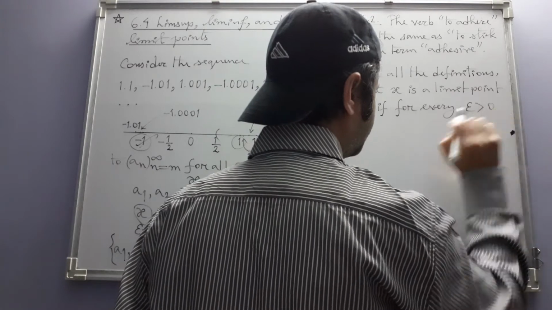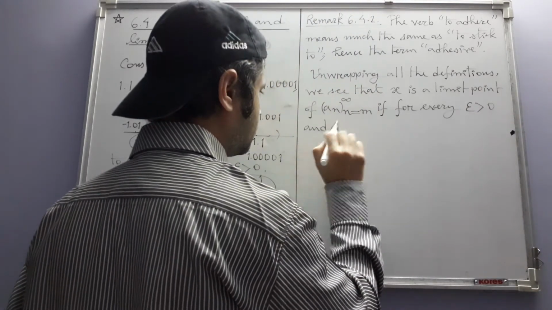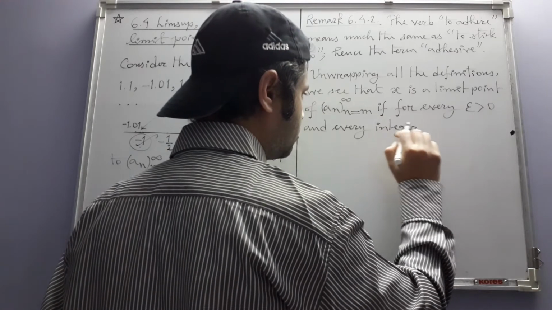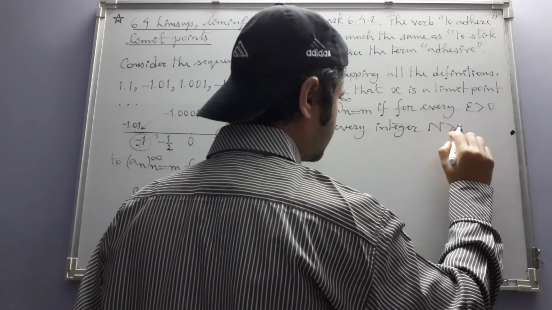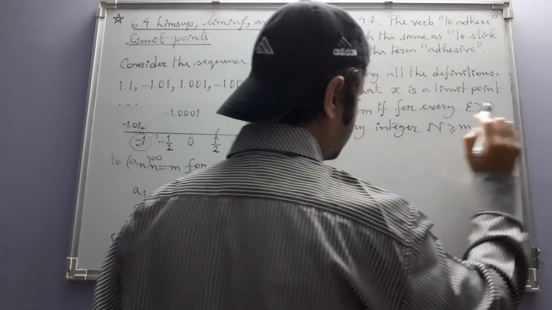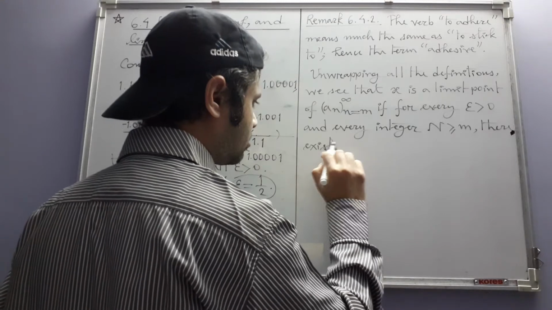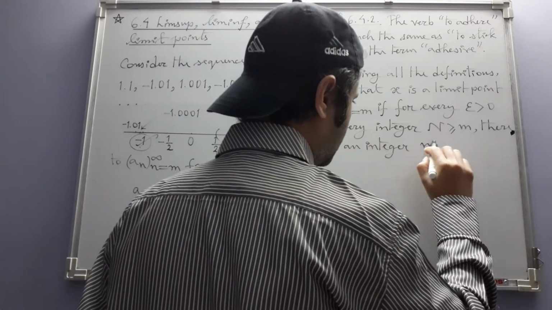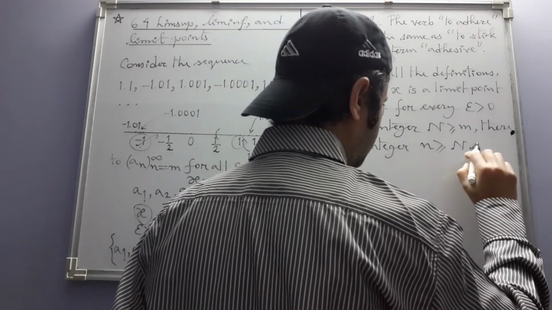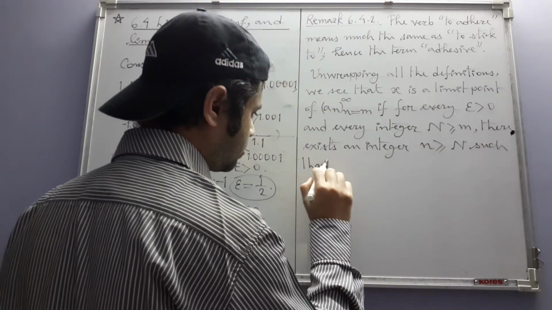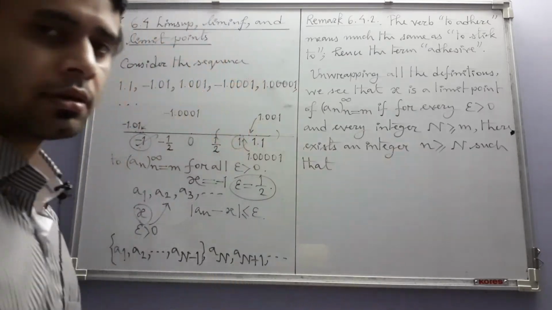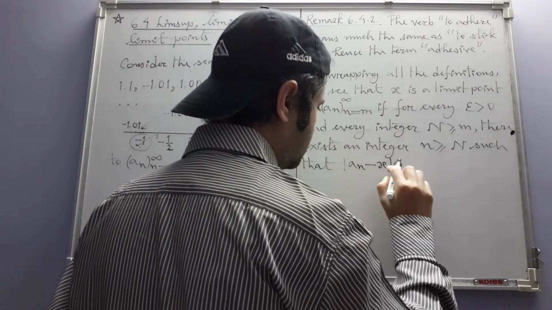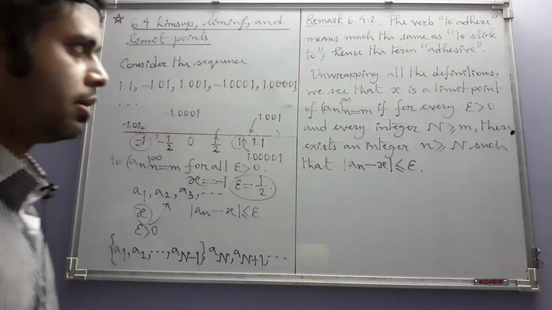for every positive real number epsilon and every integer n greater than or equal to m, there exists an integer n greater than or equal to m such that an is epsilon close to x, or in other words, the absolute value of an minus x is less than or equal to epsilon.